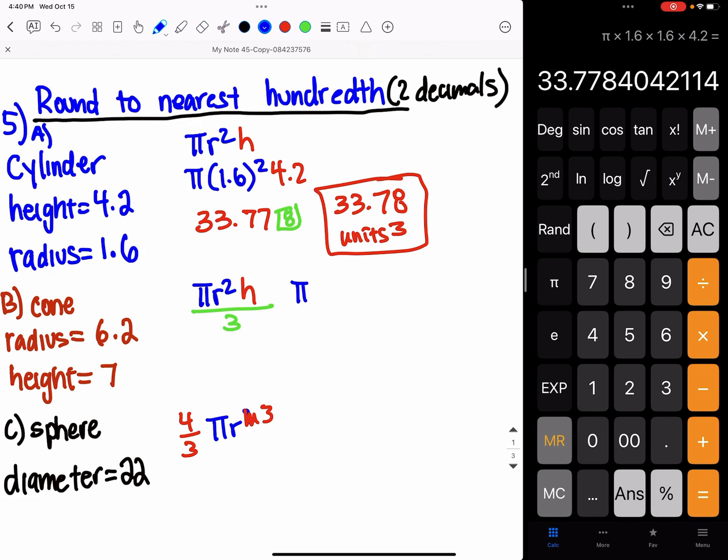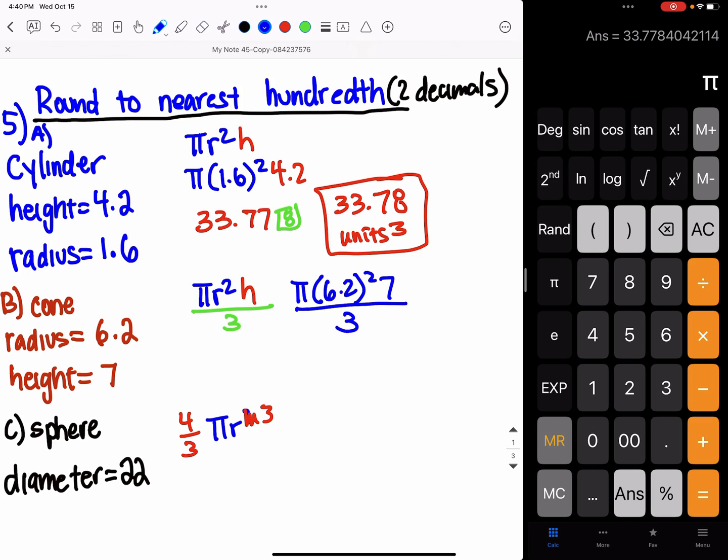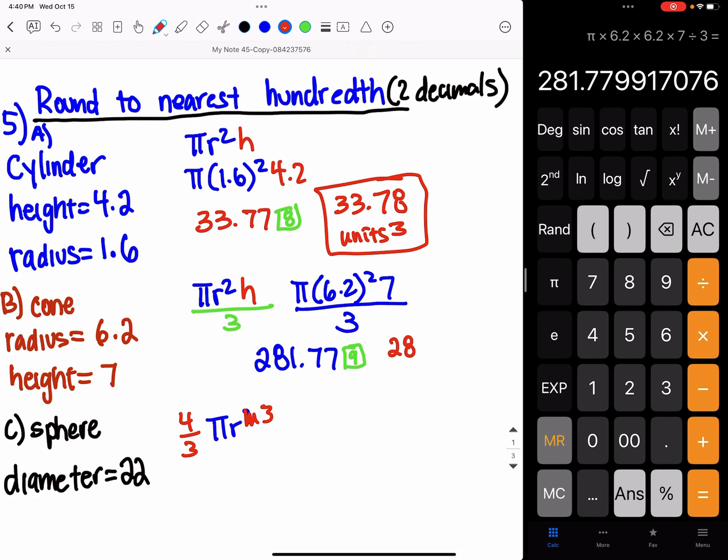All right, this one, let's see. This is the pi button times the radius is 6.2 twice times 7 divided by 3. Okay, here we go. Pi button times 6.2 times 7 divided by 3. Ooh, I messed up. Times 6.2 times 6.2 times 7 divided by 3. 281.77, but the next one that I don't have to use is a 9, which means I'm actually closer to 281.78 units cubed.